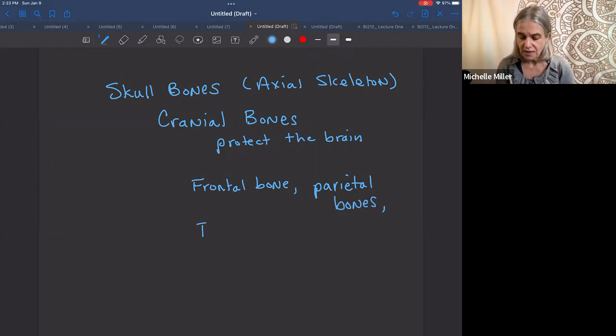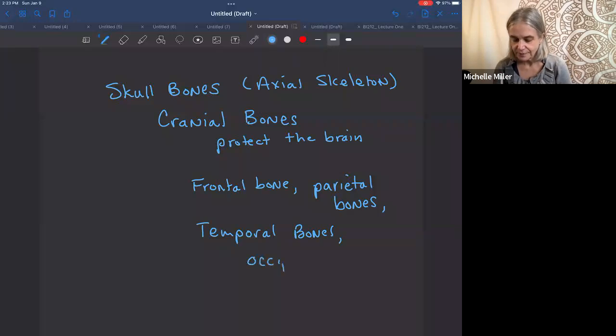You need to know the temporal bones, which are near your temples, right? And then we also need to know the occipital bone.